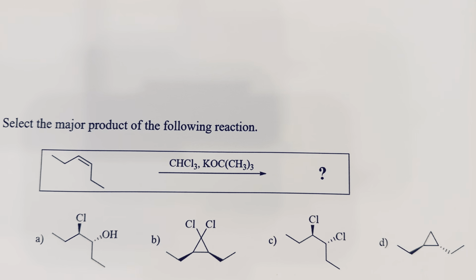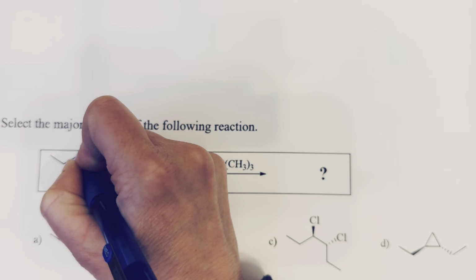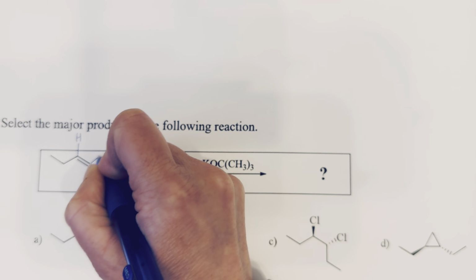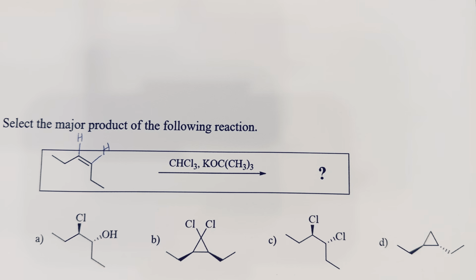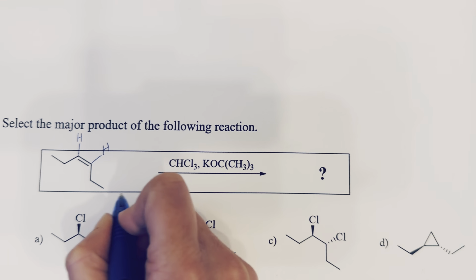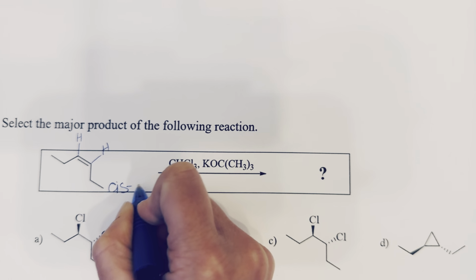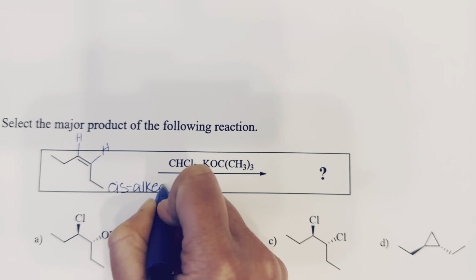Select the major product of the following reaction. So if we take a look at this reaction, we can see that we are starting with an alkene, and specifically we can see that we are starting with an alkene where we have two hydrogens on one side, two alkyl groups on the other side, and so we would describe this alkene as being a cis alkene.